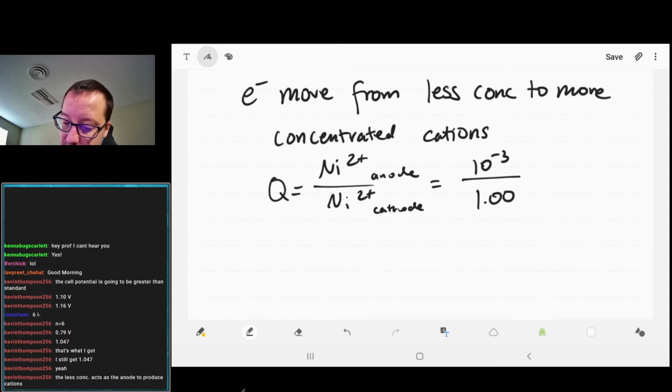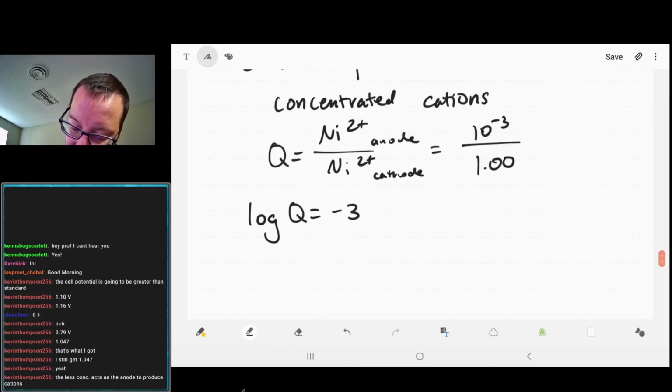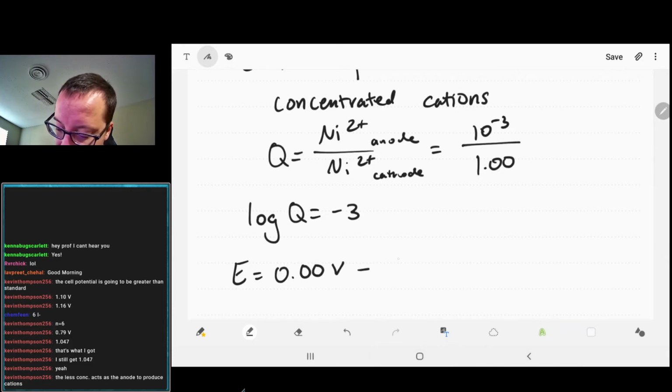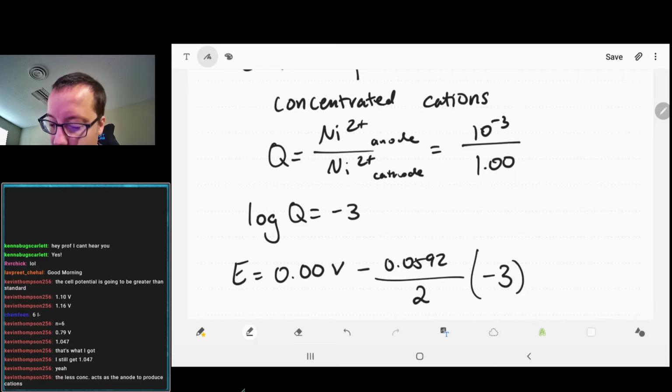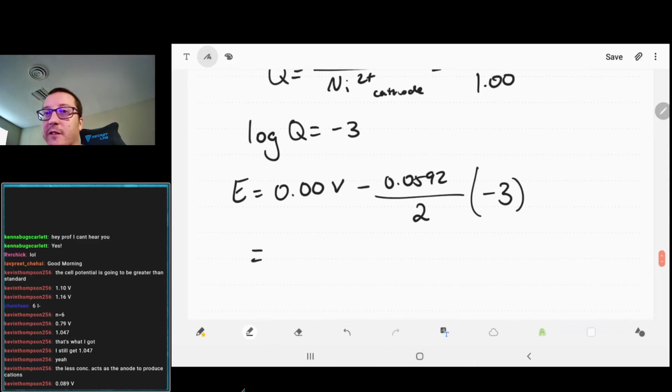And so if we do this, the log of Q will just be -3. So if we do this, we have 0 volts minus 0.0592 over 2 electrons that are being transferred, right? Because nickel 2 plus. And then we have -3 for our log Q. Doing this fun stuff, we do get some voltage out of this.